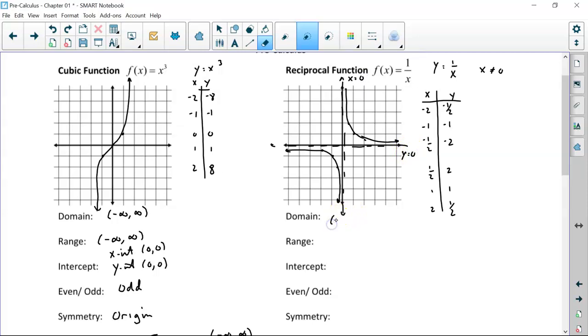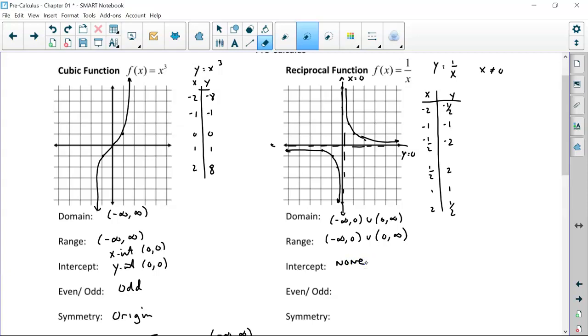So our domain, we can use anything but 0. So we're going from negative infinity to 0 with a parentheses, and then the union of 0 to infinity. Remember, that's all real numbers except x equals 0. Same thing with the range. We can never get an output of 0. So we're going from negative infinity to 0 and the union of 0 to infinity. The intercepts. This never crosses the x-axis and never crosses the y-axis. So there are no intercepts for this graph.